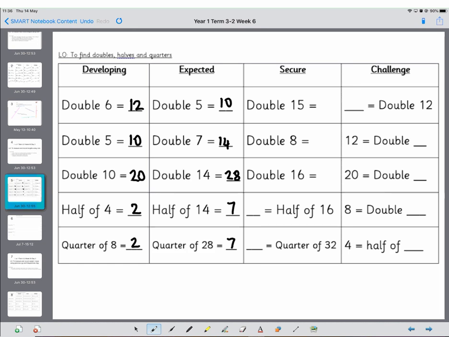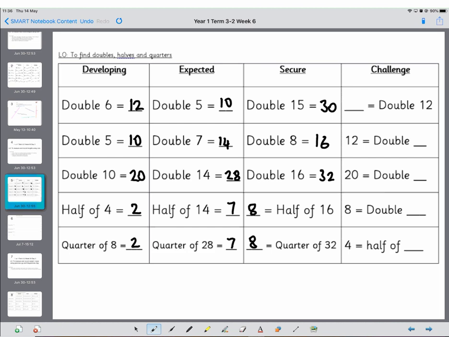Double 15, 30. Double 8, 16. Double 16, 32. Half of 16, that's the opposite of double 8, so that's 8, and a quarter of 32 is exactly the same as before. Half of 32 is 16, half of 16 is 8, because a quarter is a half and a half again.